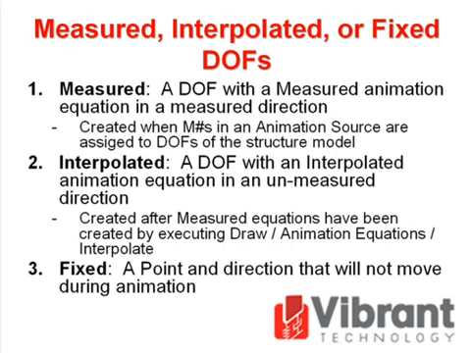Each DOF on a structure model has one of the following types of animation defined for it. Measured: a DOF with the measured animation equation in a measured direction. Measured equations are created when measurement numbers in an animation source are assigned to DOFs of the structure model. Interpolated: a DOF with an interpolated animation equation is an unmeasured direction. Interpolated equations are created after measured equations have been created by executing Draw, Animation Equations, Interpolate. Fixed: a point in a direction that will not move during animation.